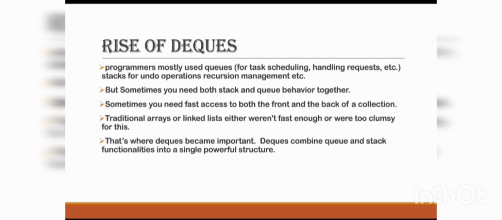Programmers mostly use queues for task scheduling, handling requests, etc., and stacks for undo operations, recursion management, etc. But sometimes you need both stack and queue behavior together. Sometimes you need fast access to both the front and back of a collection. Traditional arrays or linked lists either weren't fast enough or were too clumsy for this. That's where dequeues become very important.